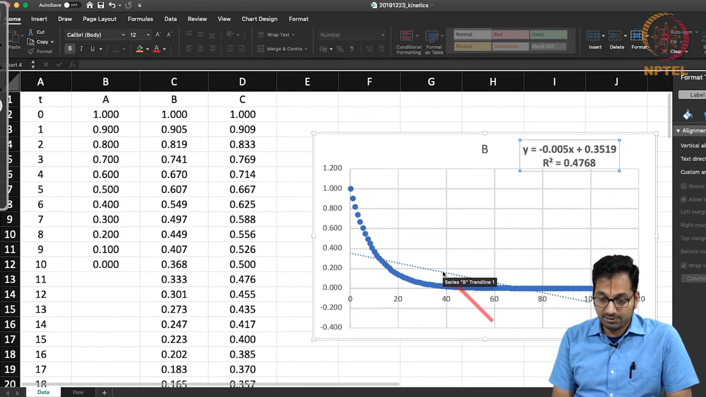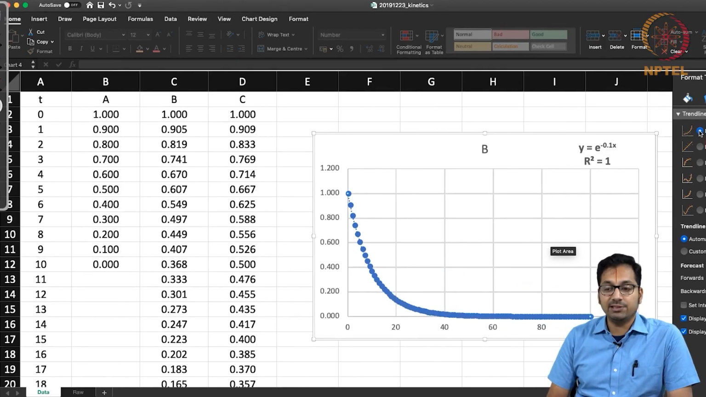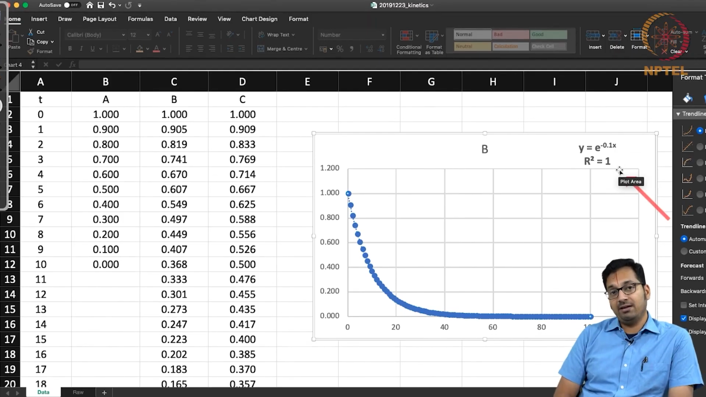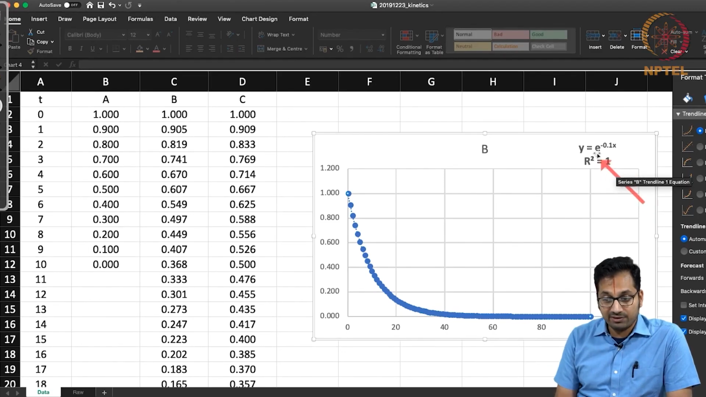So instead of doing this, why don't we try to take a look at what other models are possible. Let's try to fit it to an exponential and let's see what happens. To fit it to an exponential, suddenly what you are able to see is that y is equal to e power minus 0.1 times x, but the R square goes to 1. So this could indicate it's not a linear fit, it's actually an exponential fit. If you recollect a moment back, we just said for the first order reaction, A is equal to A naught times e power minus k times t. So therefore, this nicely fits into the equation.